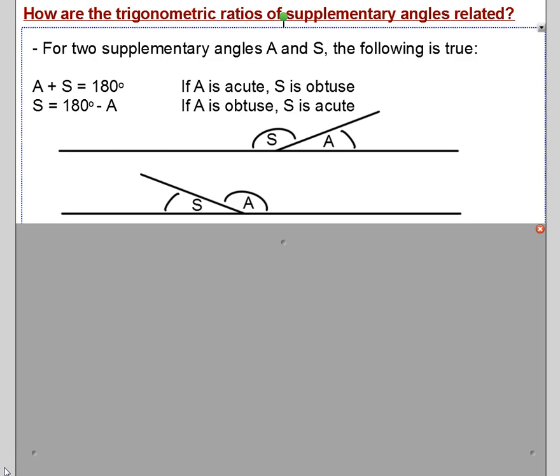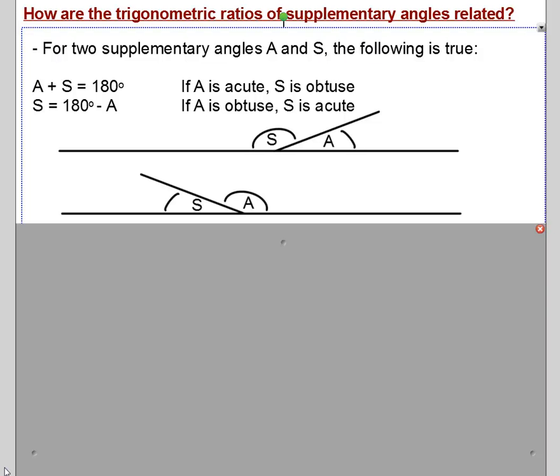Okay, the next part of your handout wraps up with a look at supplementary angles. Now, supplementary angles are angles that we've seen before, sometimes that we find ourselves needing to calculate an angle outside of a triangle, and we would be finding its supplement if it extends to a straight line. So I've drawn two diagrams here where A and its supplement S are shown. They have some simple properties.